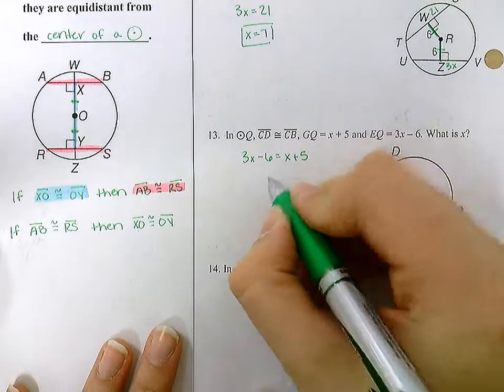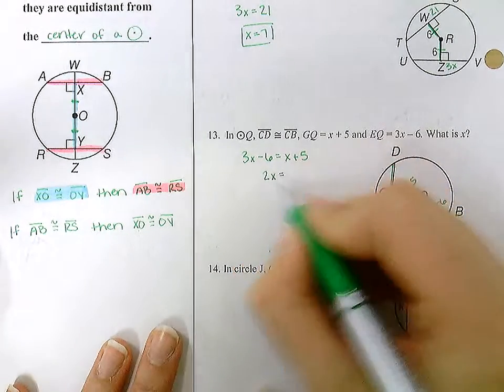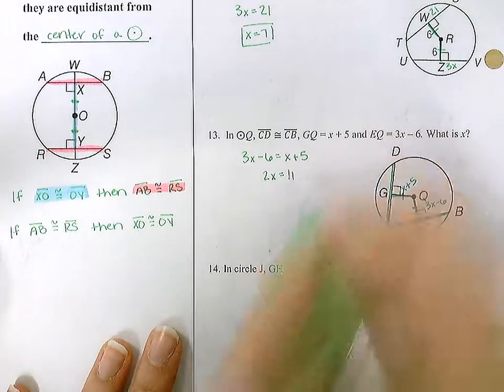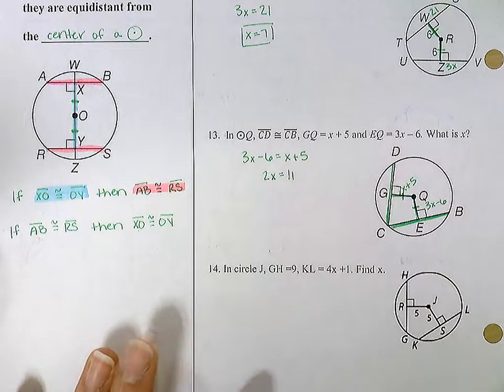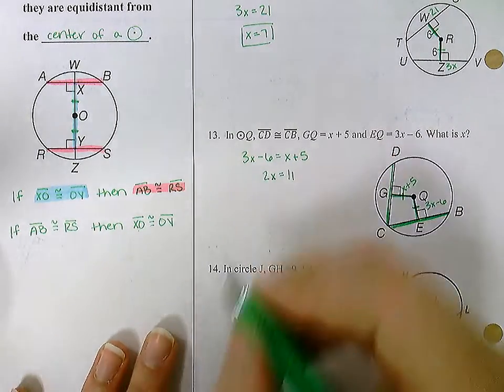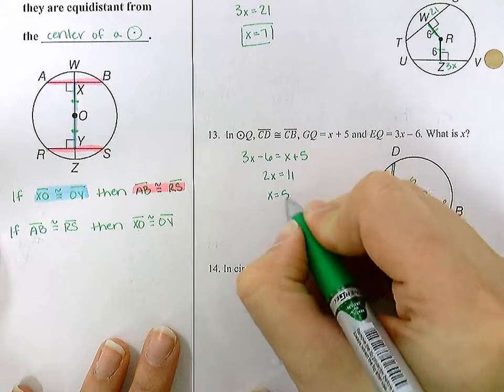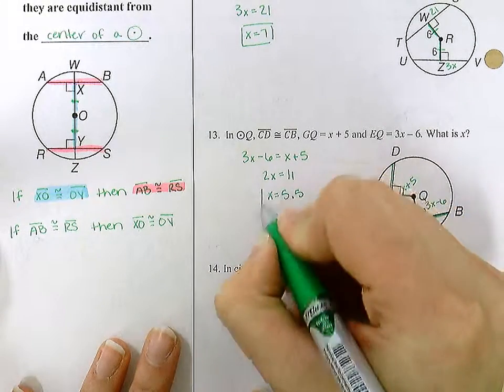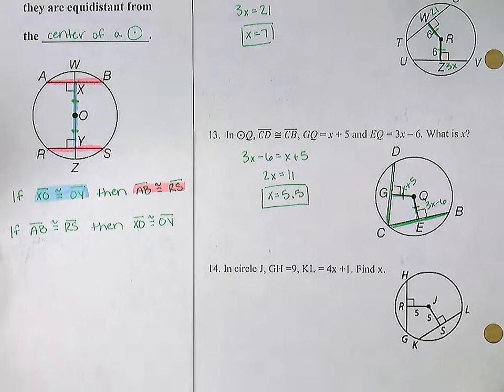Okay, so subtract x, add 6, divide by 2, and x is equal to 5.5.